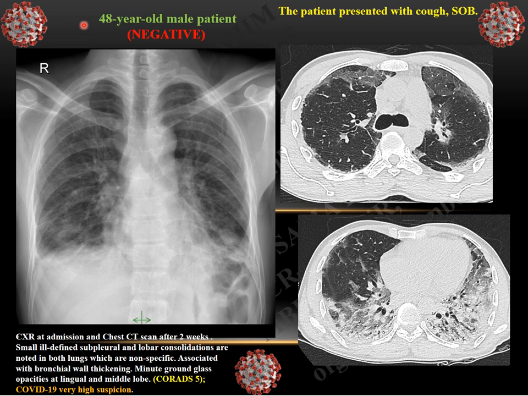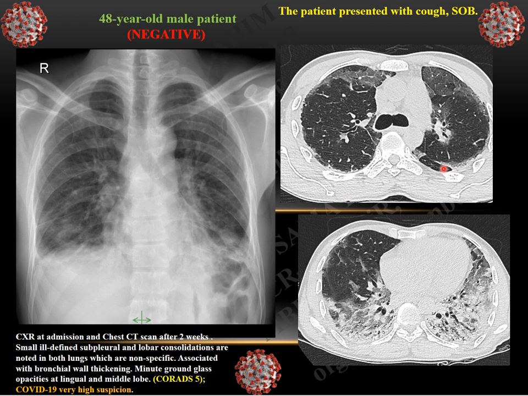Another patient, 48 years old, male. The frontal chest radiograph shows multifocal areas of consolidation and ground glass, more at the base and the periphery. The CT confirmed the presence of ground glass opacity, superimposed by interlobular septal thickening and a crazy paving appearance in the middle lobe and in the lingula.